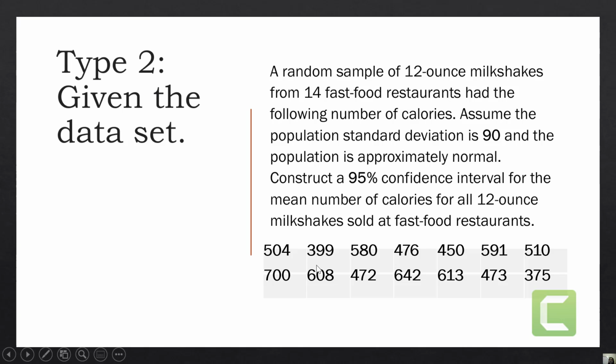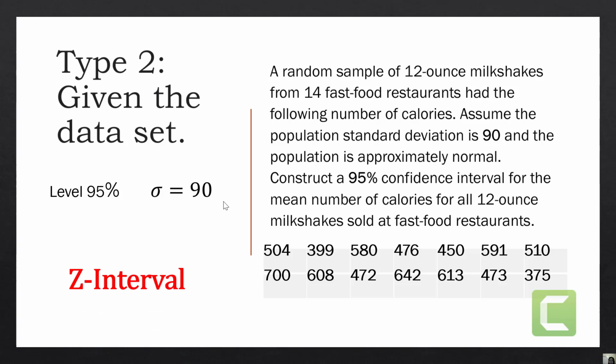Now from this problem, we see that we are not given the sample mean, we are not given the sample size. The sample size here is 12. We're not given the sample mean, but we are given the data set. And the question asks to construct the 95% confidence interval. And we can see here the sigma is given as 90. Since sigma is given as 90, we use Z interval. And now let's take a look at the calculator.